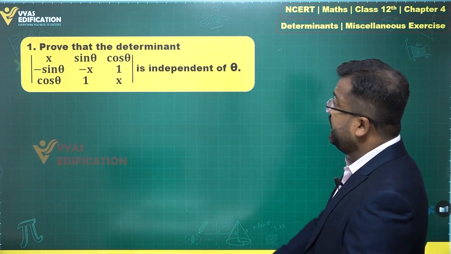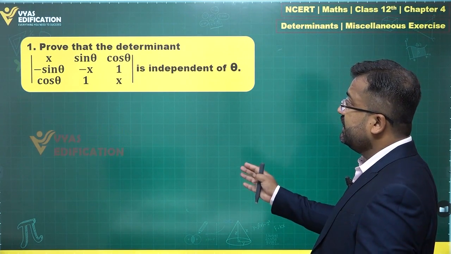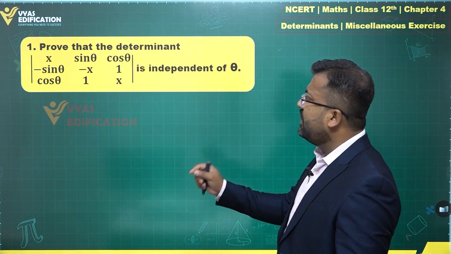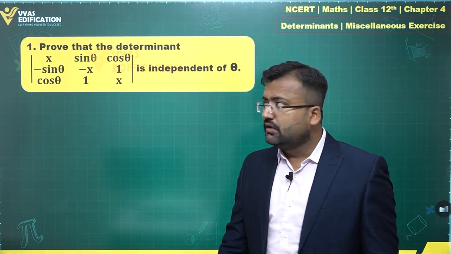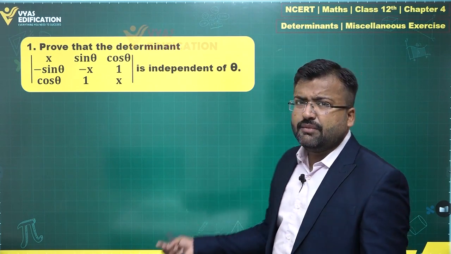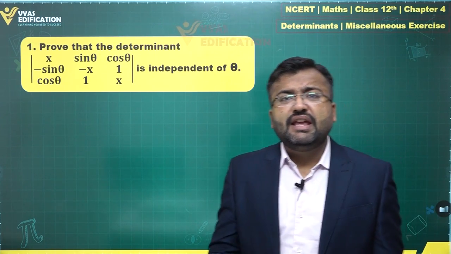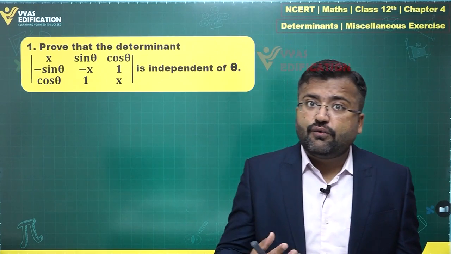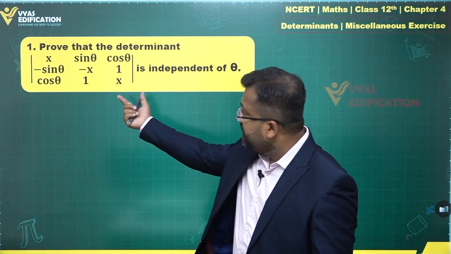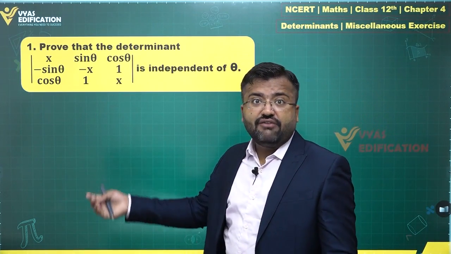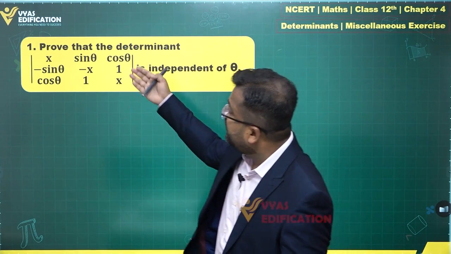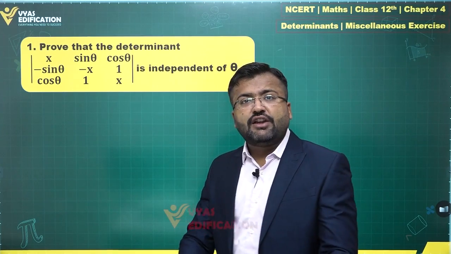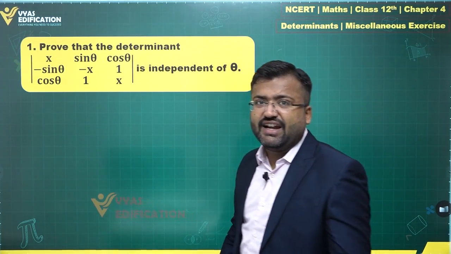Prove that the determinant with rows x, sin theta, cos theta; minus sin theta, minus x, 1; cos theta, 1, x is independent of theta. Okay. So the determinant is independent of theta. What does that imply? That simply means that the value of determinant that you find on simplifying this will not have any term of theta in it. So if you keep changing theta in this determinant, the value of determinant will remain the same.